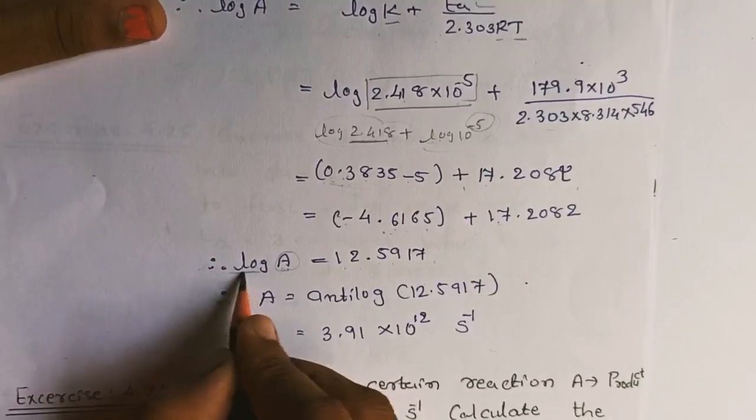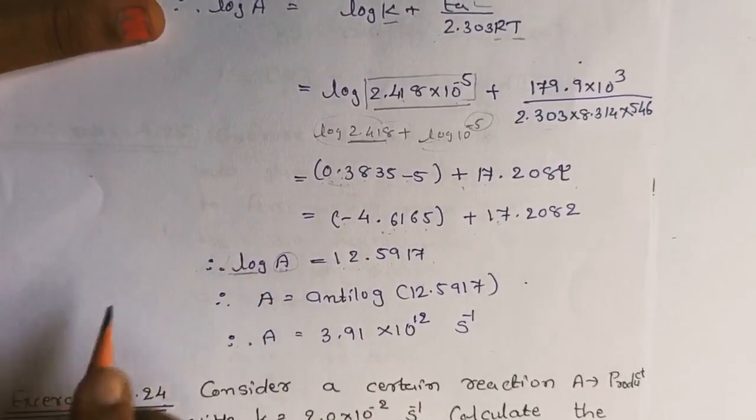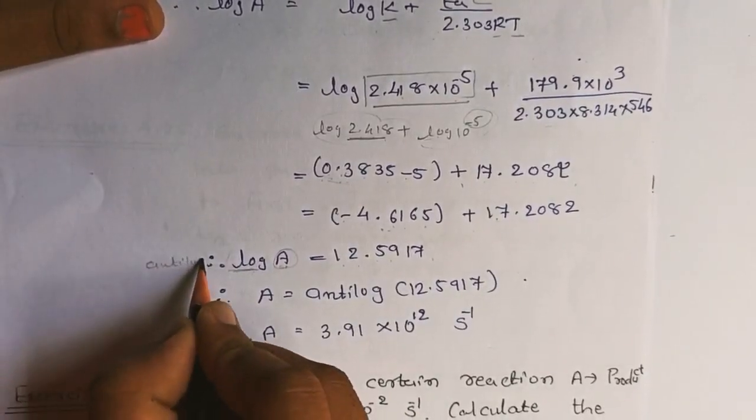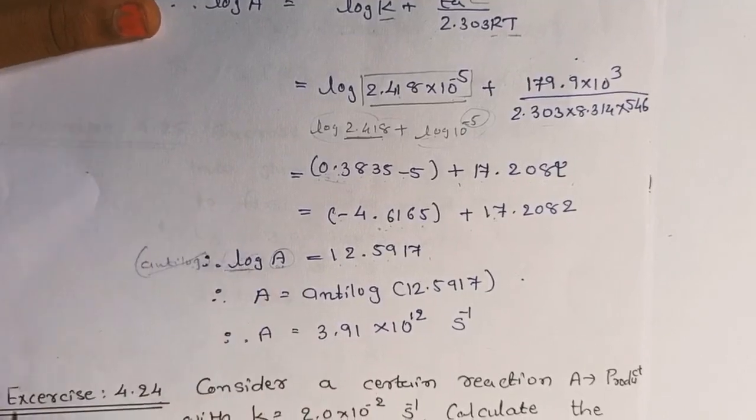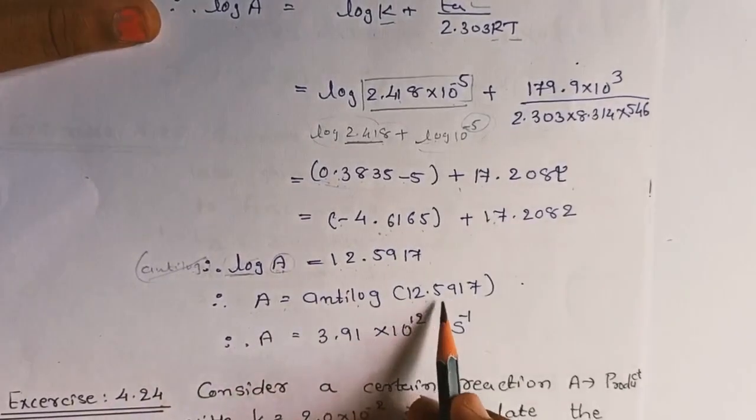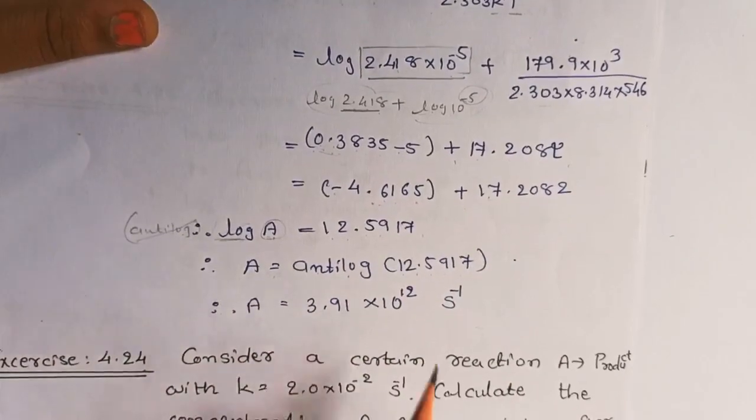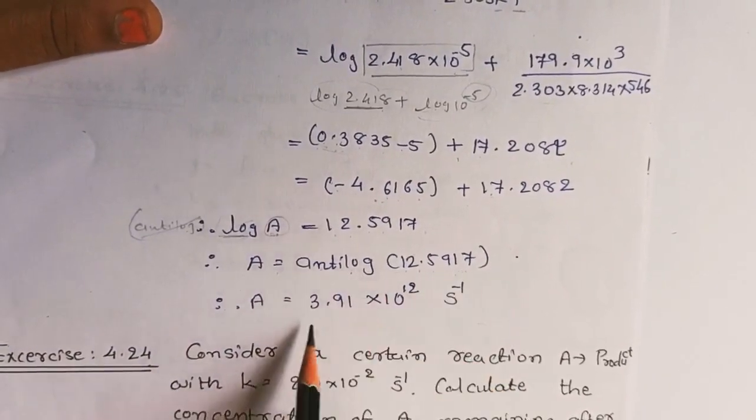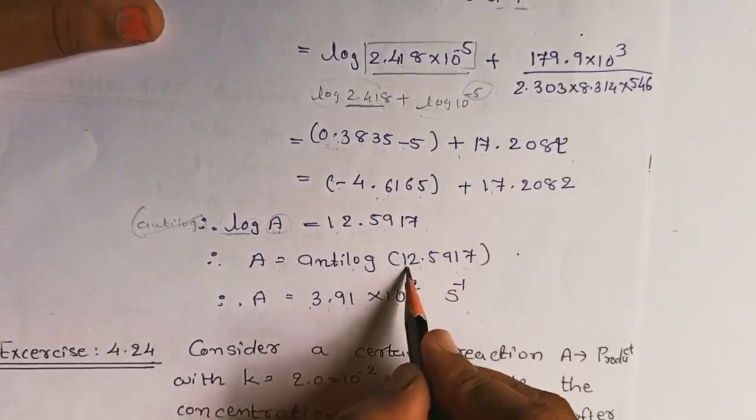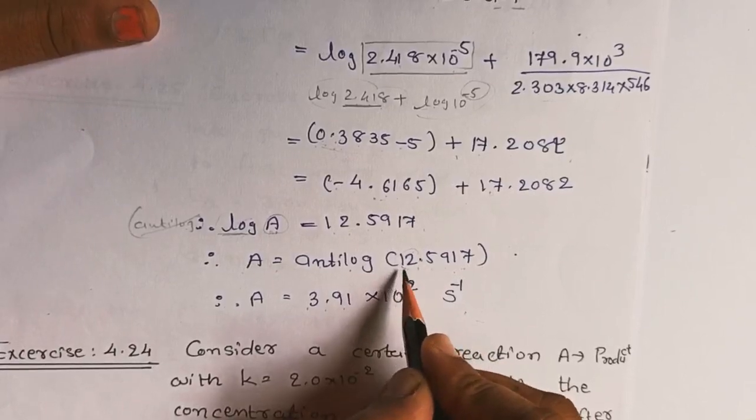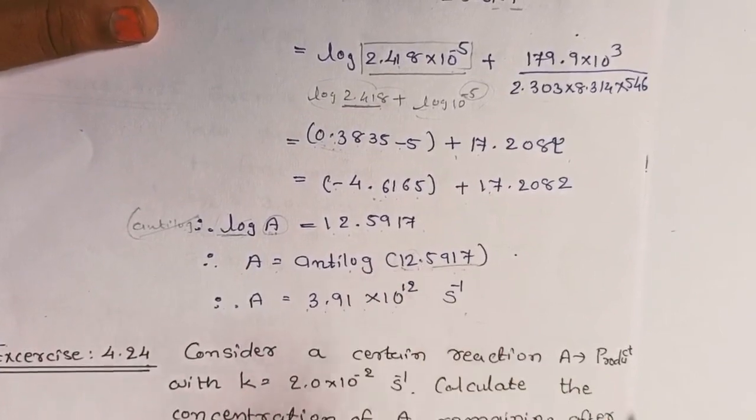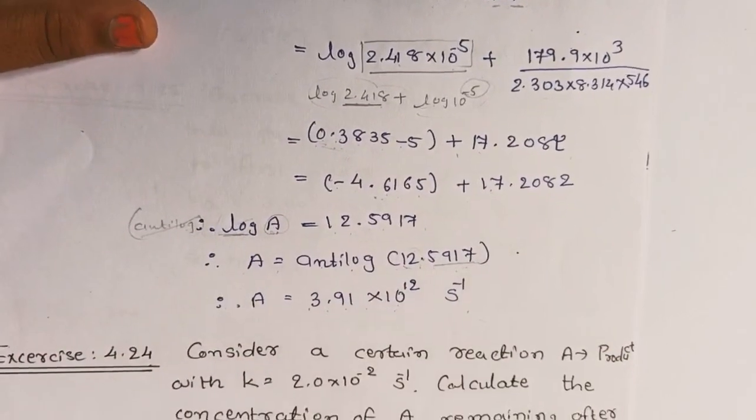So we have to remove this log, and for removing this log we have to multiply both sides by anti-log. So this log and anti-log will cancel out, and you will get A equal to anti-log of 12.5917, right? And the anti-log for this term is 3.19 into 10 to the power 12 second inverse. Here the term after the decimal point goes directly in the power, and you have to see the anti-log for this term, 0.5917, right?